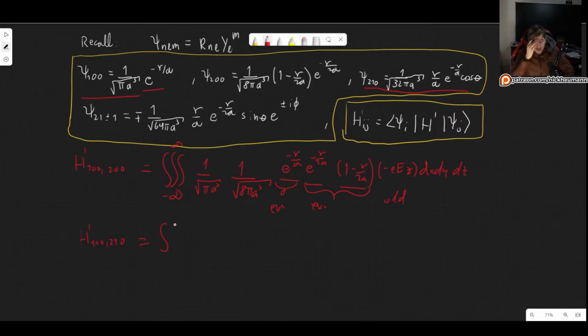I was only using them to see evenness or oddness, but using them to actually integrate is really not good. It's going to be very, very difficult. So let's plug everything in.